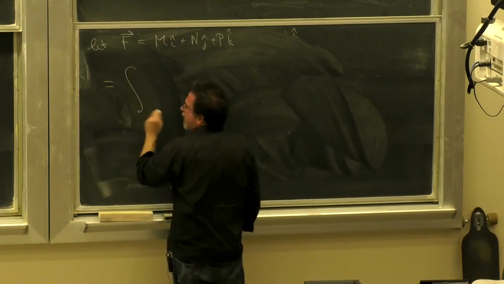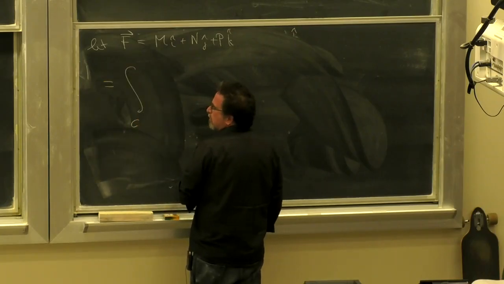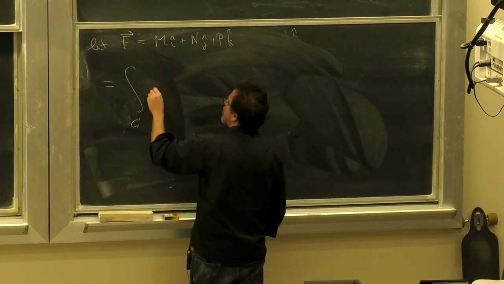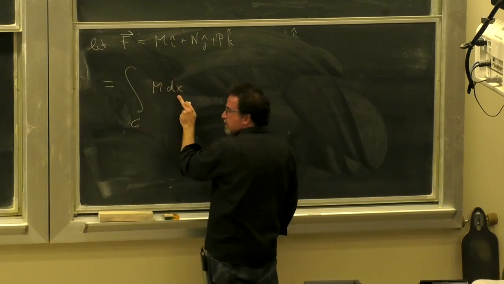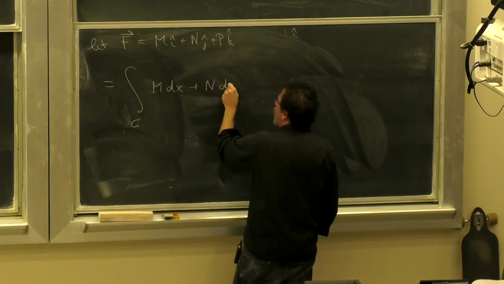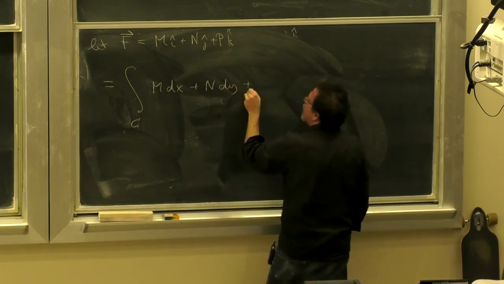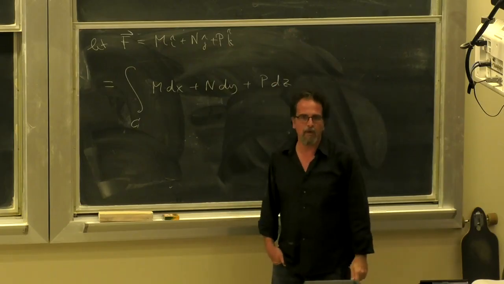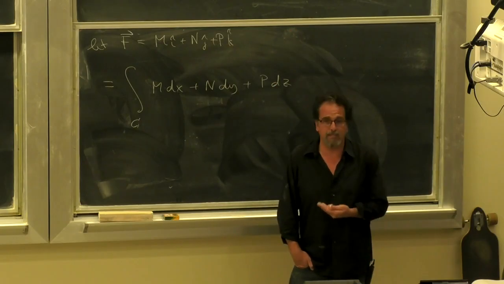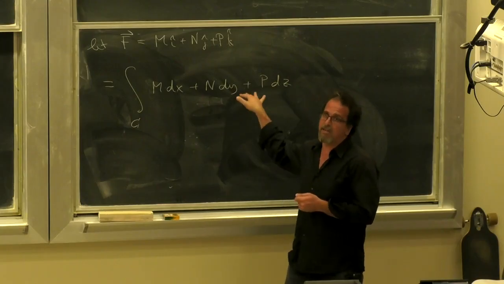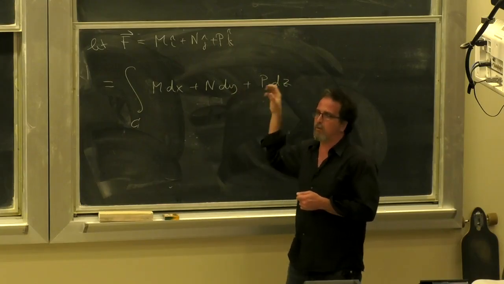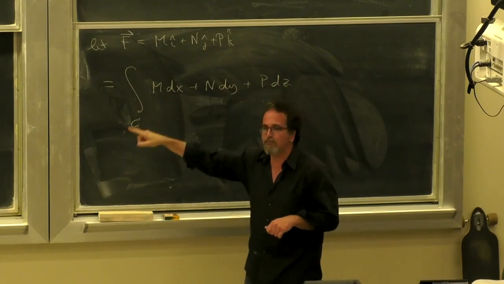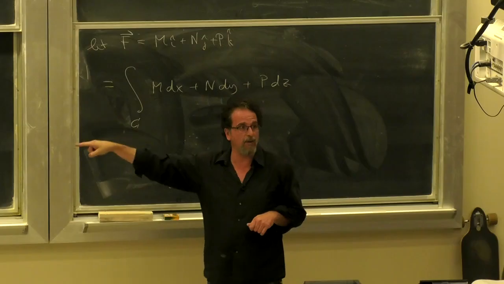And so the math textbook writes the work done as the integral along the curve C of M dx, where this is a function of x, y, z, plus N dy, where this is a function of x, y, z, plus P dz, where this is a function of x, y, z. I'm writing it down because it's in the book. I never, to this day, use a form like this. This is what I call a formal way of looking at it.